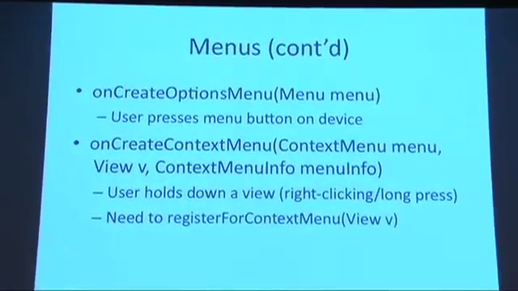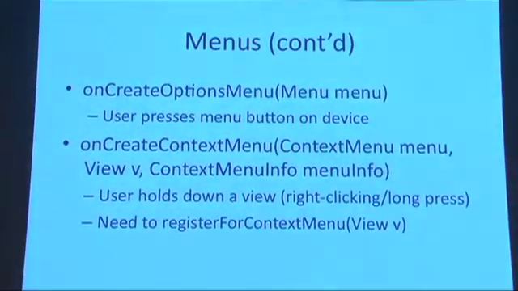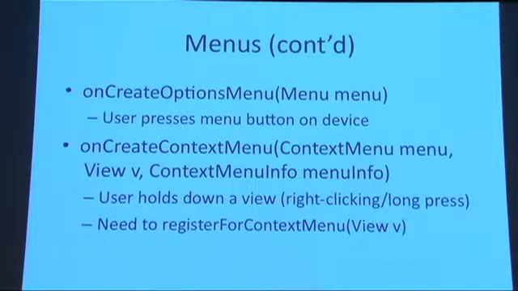Okay, so to actually create an options menu, we have to use the command onCreateOptionsMenu, with menu being its parameter. This is not something you explicitly call; it's something within the OS itself. As you can see, when the user presses the menu button on the device, that's how this is created.